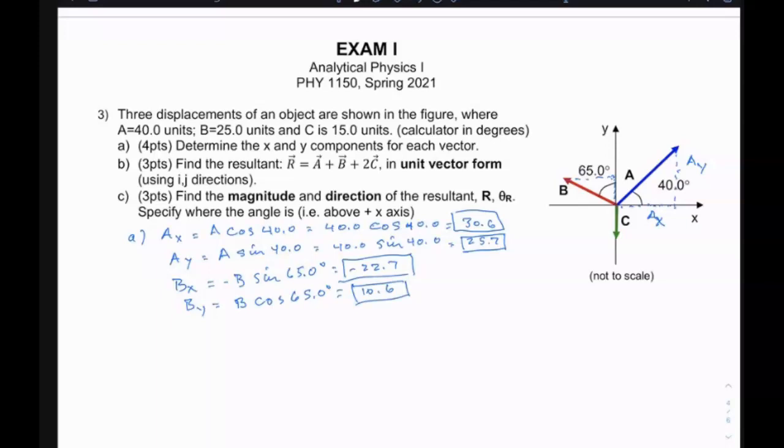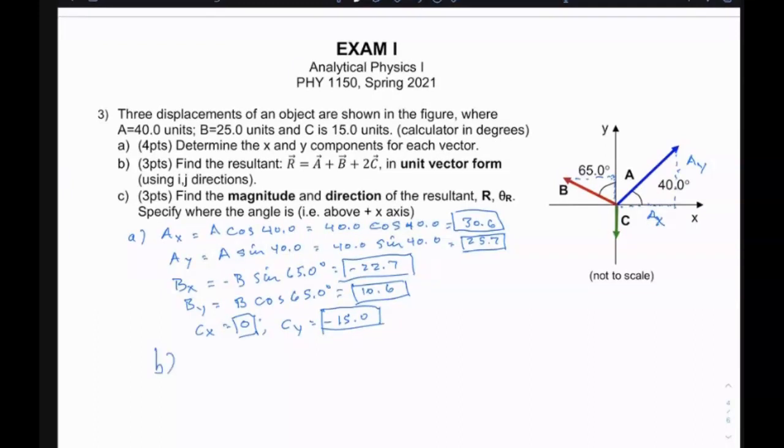And then looking at vector C, we see it has no x component. C sub x is equal to 0. C sub y is in the minus y direction, so it's minus 15.0. And those are the answers to part A.